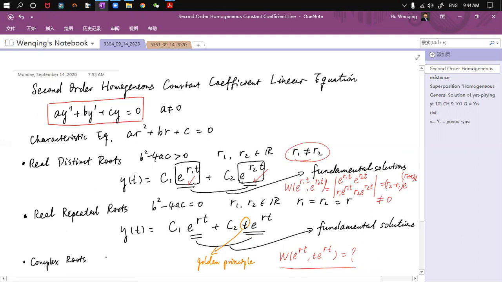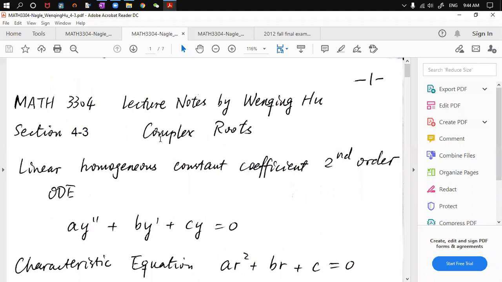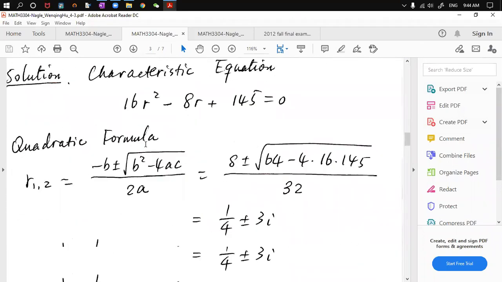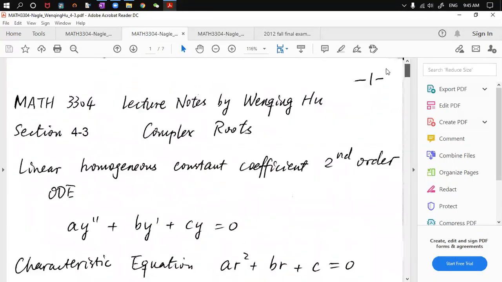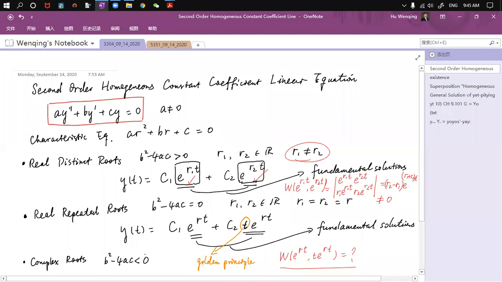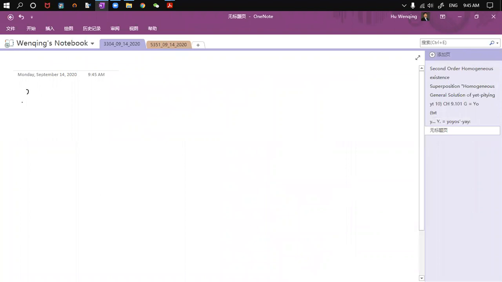By complex roots, it means the discriminant b squared minus 4ac is now negative, right? So if you have complex root case, then you don't really know how to find the solutions. So we have to spend some time on the complex root case. We will spend like 5 minutes for today's lecture on the complex root case, and we will continue in the next lecture. To complete this whole theory, we have to also talk about the complex root case.